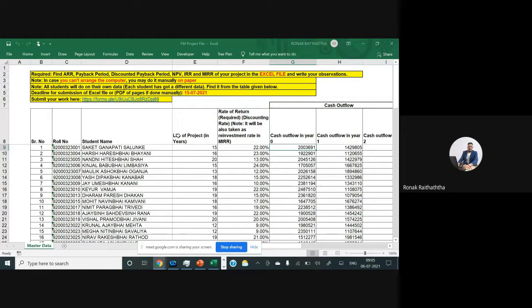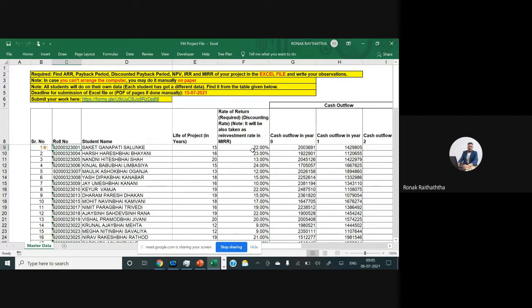So again, I'm telling you that you have two options. Either you can do it with the help of Excel, or if you can't arrange a computer, that's perfectly okay. You may do it manually on paper and put the PDF in the submission form. Now, let me give you what you are supposed to do in this. You are required to calculate ARR, accounting rate of return, payback period, discounted payback period, NPV, IRR, and MIRR from whatever details you have got.